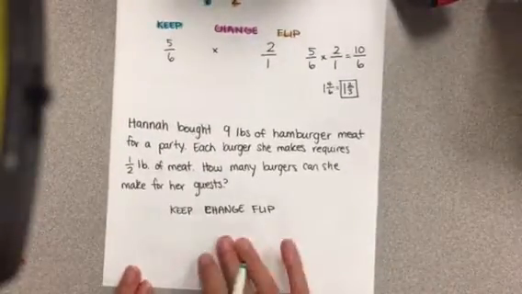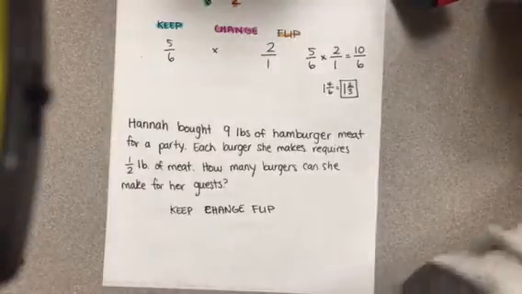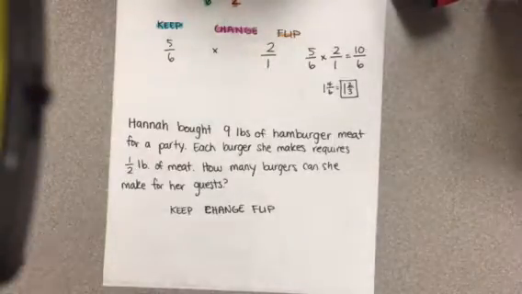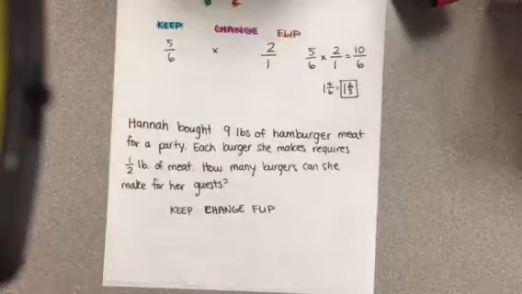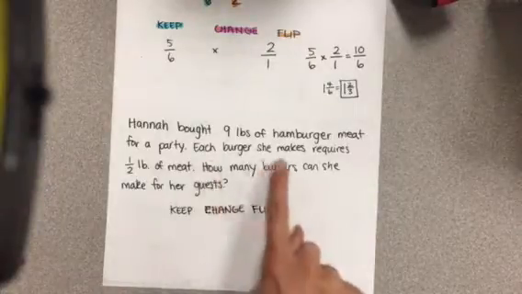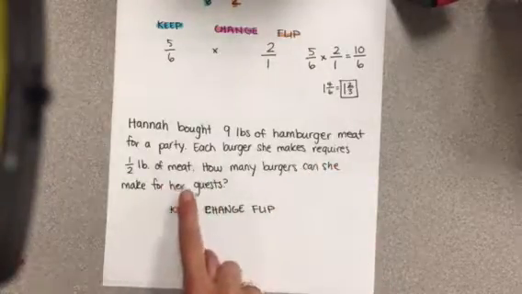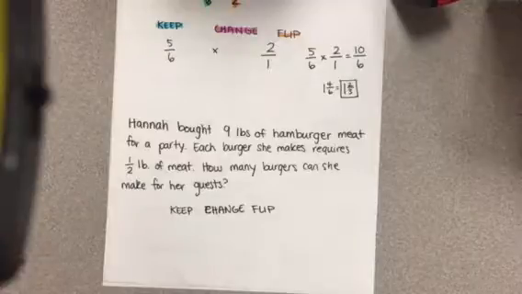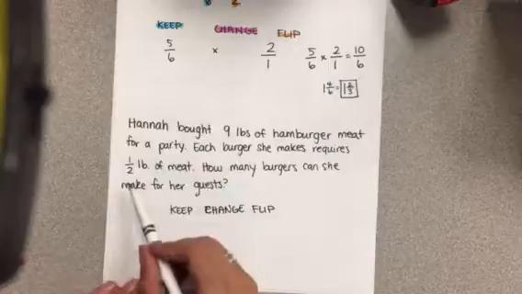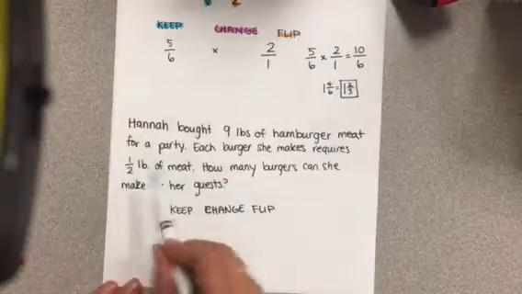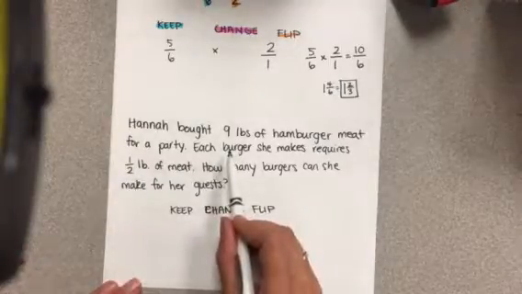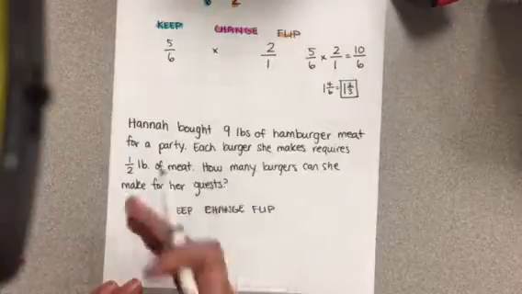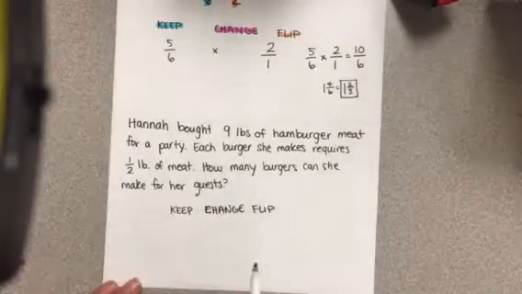Now looking at this problem with Hannah, we want to break this down because this is a real world problem. If Hannah bought 9 pounds of hamburger meat for a party, each burger she makes requires 1/2 pound of meat. How many burgers can she make for her guests? Well, I have to figure out here, most importantly, what am I dividing by what? I don't want to divide up the 1/2 by 9 because that's taking the amount for each burger and then splitting it up into 9 smaller burgers.